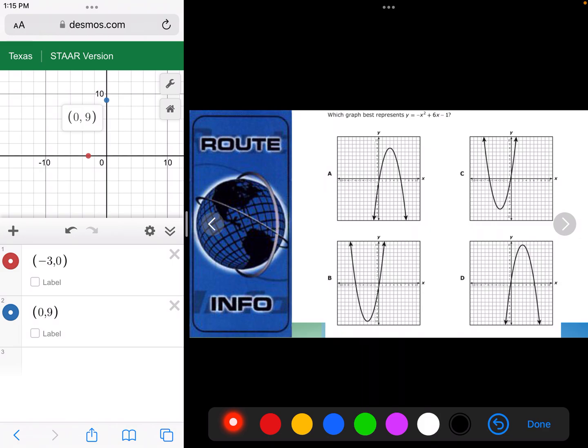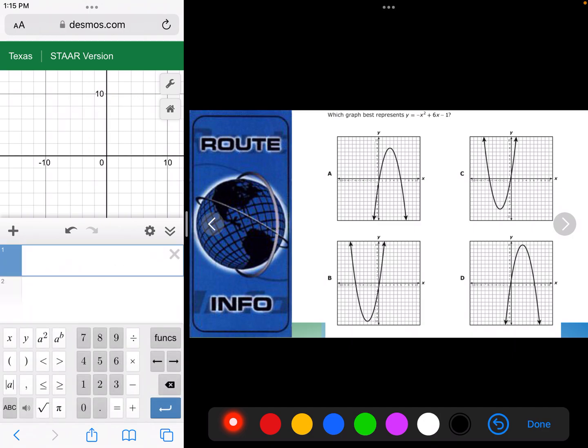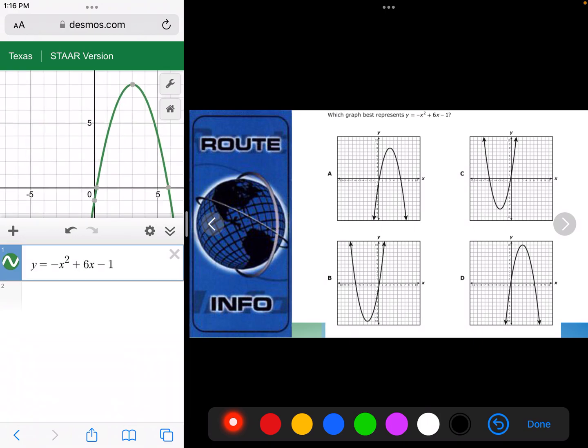All right, next, this is kind of a weird function, but this is considered a quadratic key features function. On this, we're given a graph. Anytime we're given an equation, you should graph that. So y equals -x squared plus 6x minus 1. Okay, so I can look at my key features here. I'm going to zoom in a little bit. My y-intercept is -1, and those are my x-intercepts, so I can get close there. So it looks like on A, that is correct.